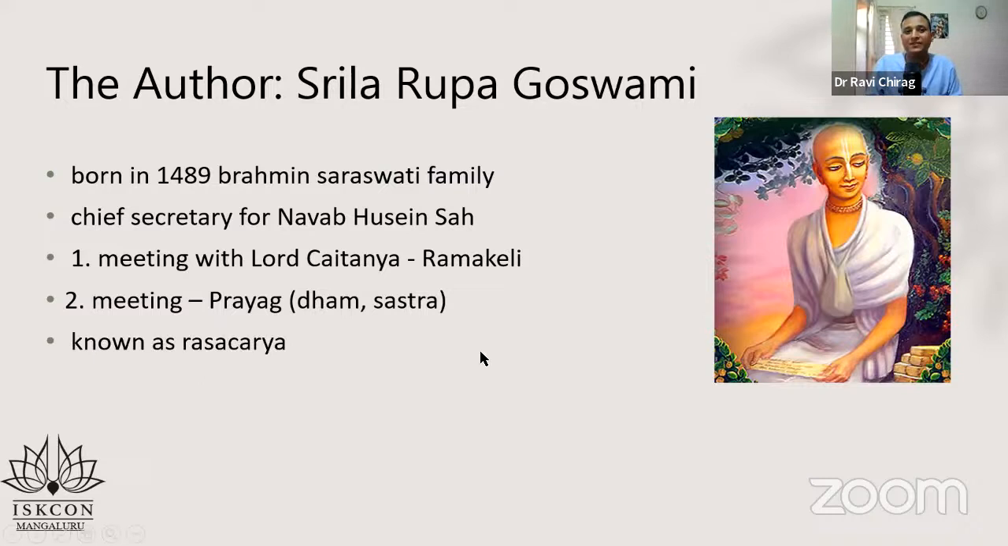He is known as Rasa. Like Nectar of Devotion. Nectar means Rasa. Nectar of Devotion, Nectar of Instruction. Those books' names are like nectar. Okay. So nectar. His deity's name is Govindaji.